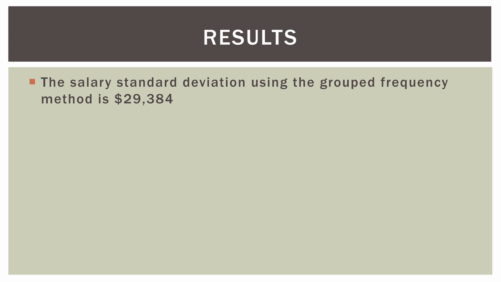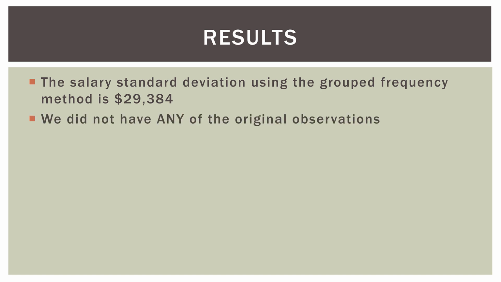So what are the results if we went ahead and did all that math out? So the salary standard deviation using these grouped frequencies is $29,384. Now we did not have any of the original observations. We were strictly using those grouped frequencies.